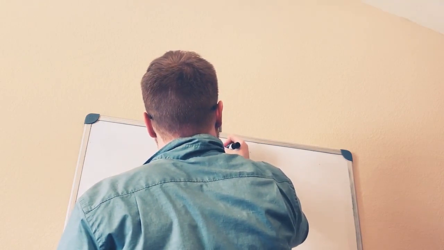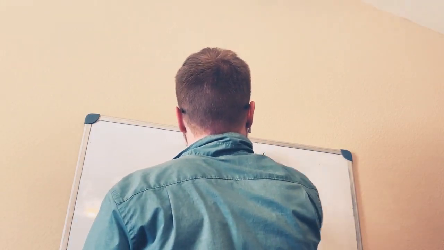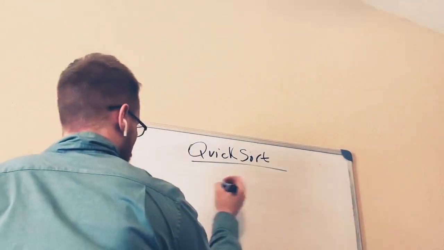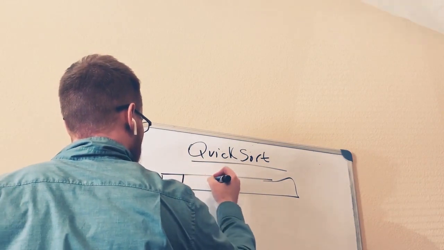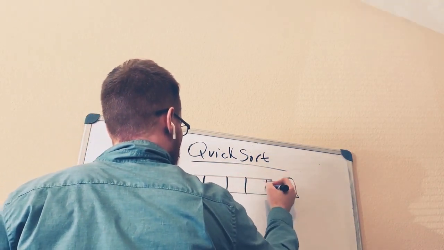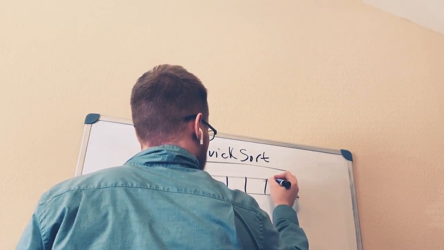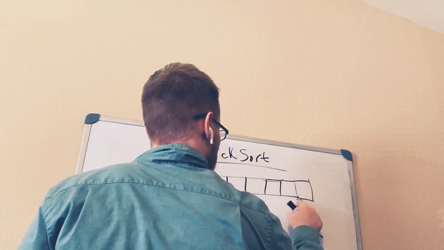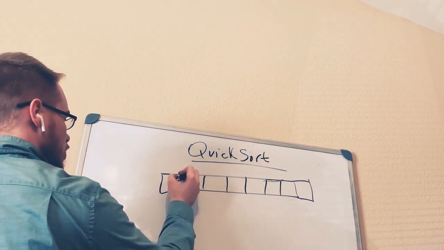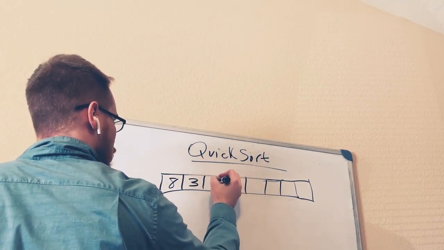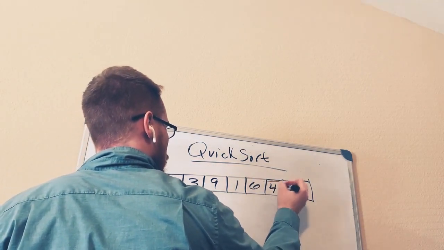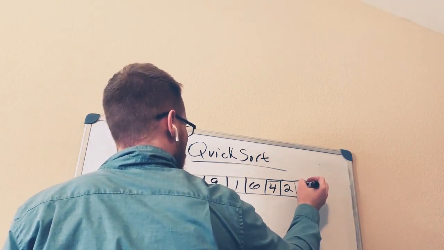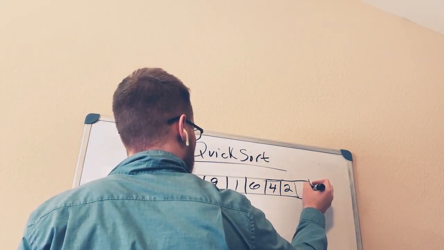Okay, so let me write this back up here. Quicksort. Let's actually get an array going here. I don't know how many values I want, but let's go with this, that looks good. Let's just throw some random values in here: 8, 3, 9, 1, 6, 4, 2, and let's go with 7.